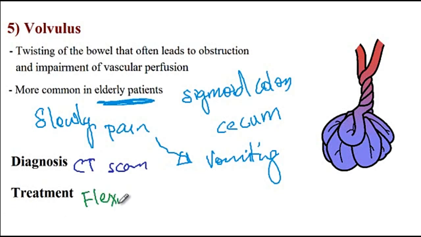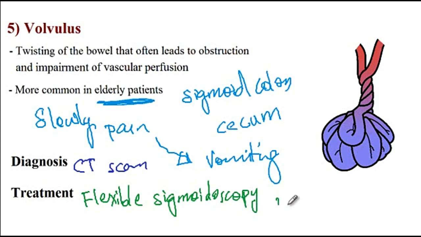and for the treatment, you can order flexible sigmoidoscopy to untwist the sigmoid loop. But then if it's too late already and the bowel has undergone infarction and the patient is presenting with peritonitis, then you will have to proceed with laparotomy to resect the infarcted bowel.